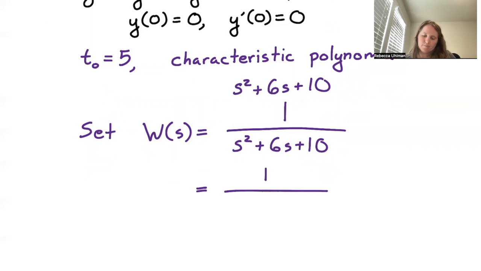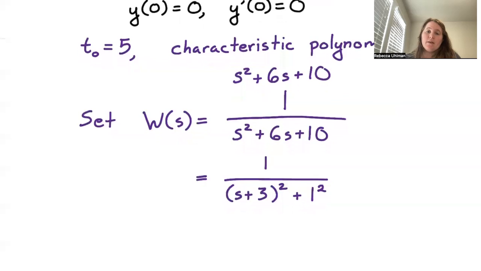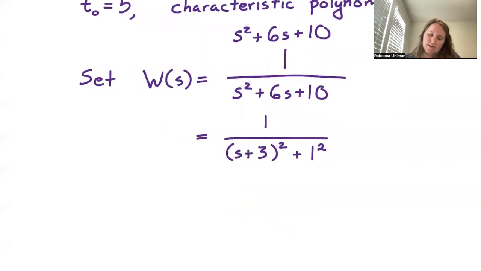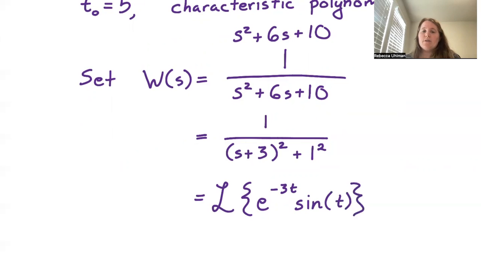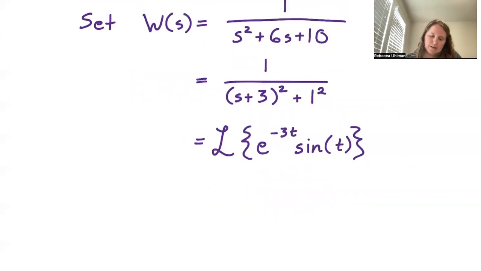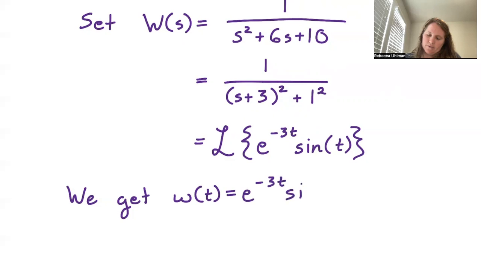we have s plus 3 squared would give us s squared plus 6s plus 9, and then plus 1 squared. This is precisely the Laplace transform of e to the negative 3t times sine of t. Right? That goes to omega over s minus lambda squared plus omega squared. So we get that our w of t is e to the negative 3t sine of t.